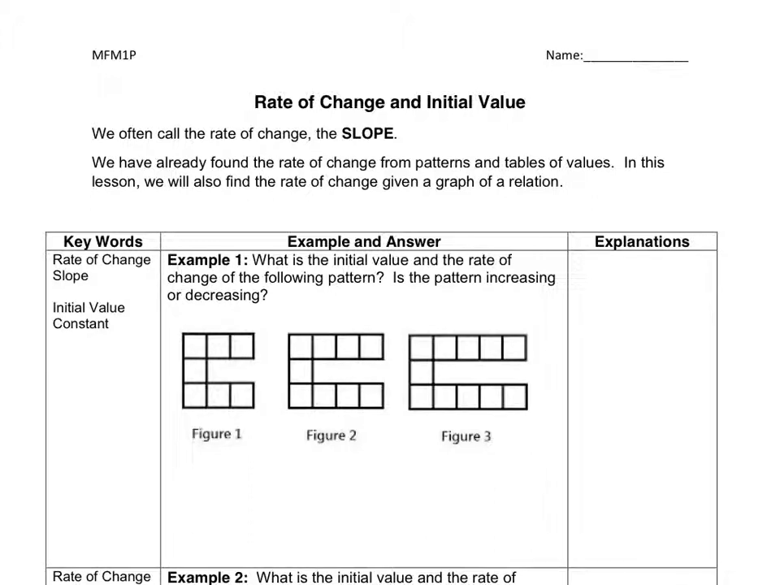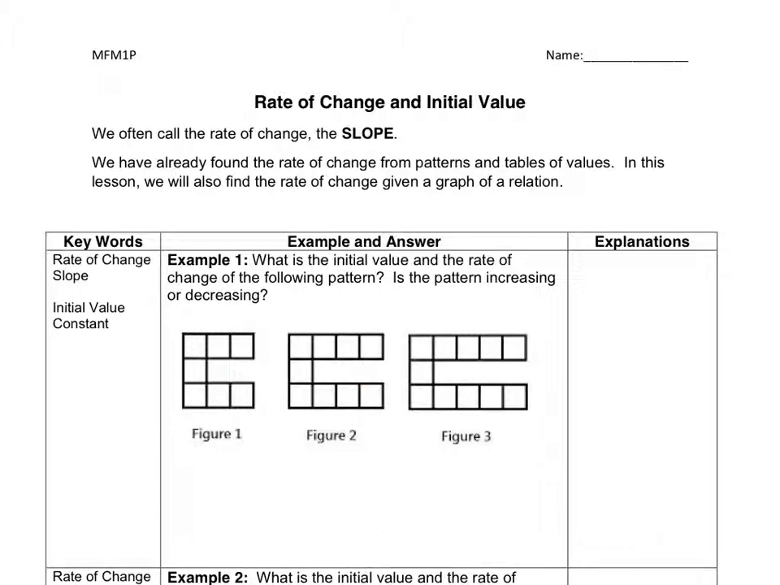So far, we have already talked about how to find the rate of change given patterns and tables, so this should just be review for most of the lesson. But finding the rate of change from a graph is going to be new. Okay, so we're going to do the first 4 examples quite quickly because, as I said, this is review from the first 2 lessons.